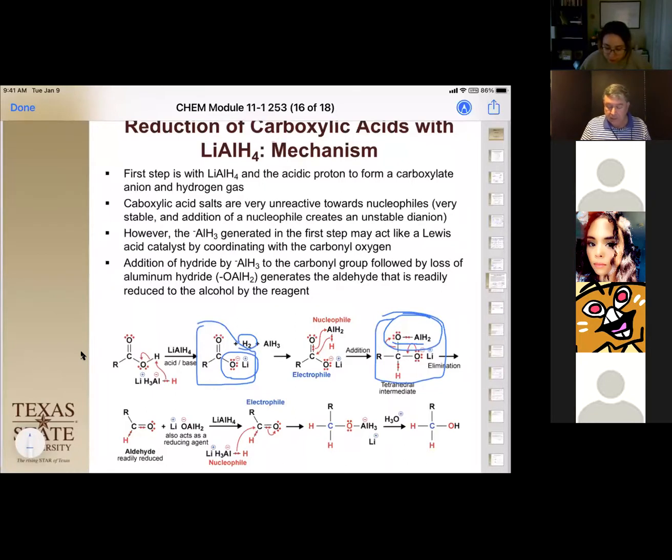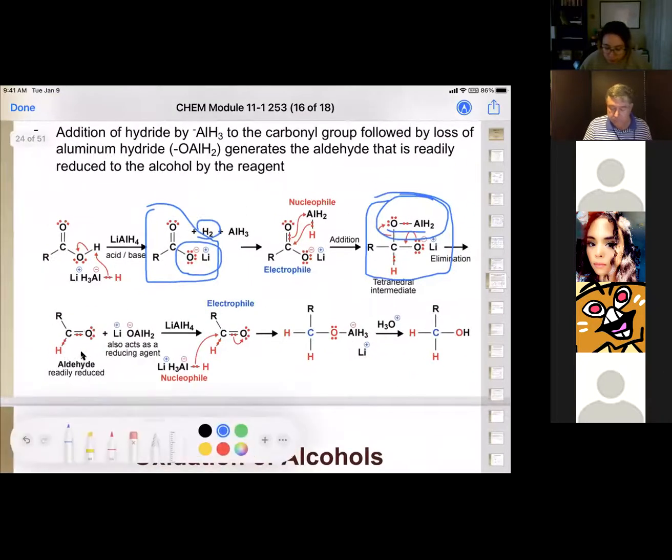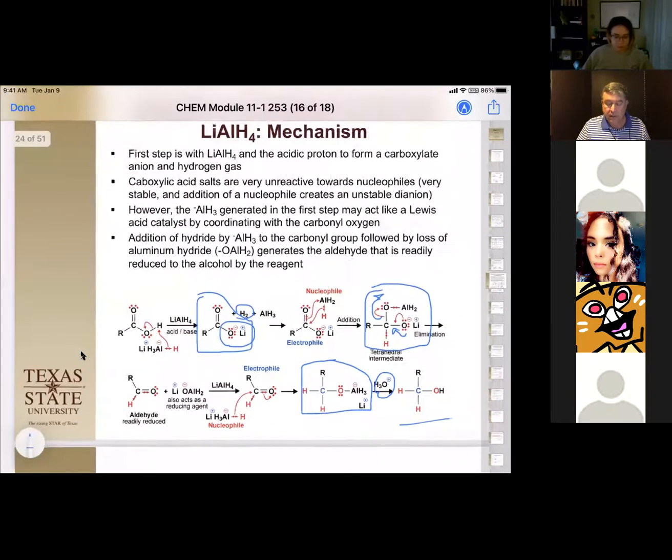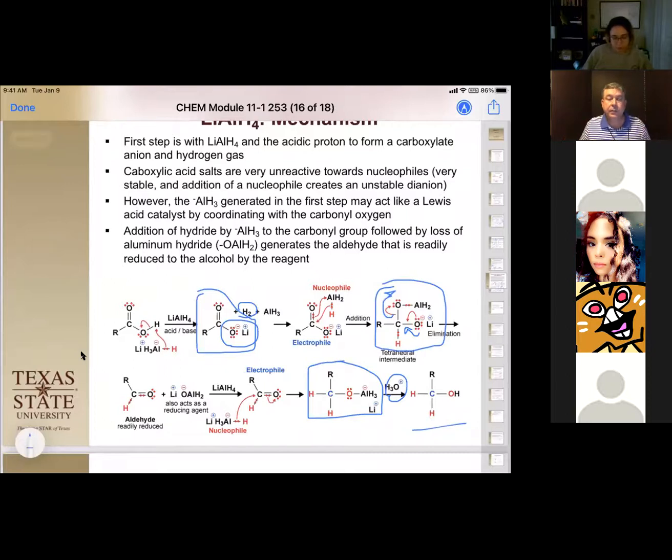So we're going to kick in the electrons from the oxygen that's bound to the lithium. Right here, we're going to kick those in and then kick that out to give us a negatively charged oxygen bonded to aluminum. That regenerates our carbonyl. Once we have our carbonyl regenerated, we can react it with another equivalent of lithium aluminum hydride to give us the salt of our alcohol. And then after acidic workup, we end up with our free alcohol. Okay. Questions on reductions?